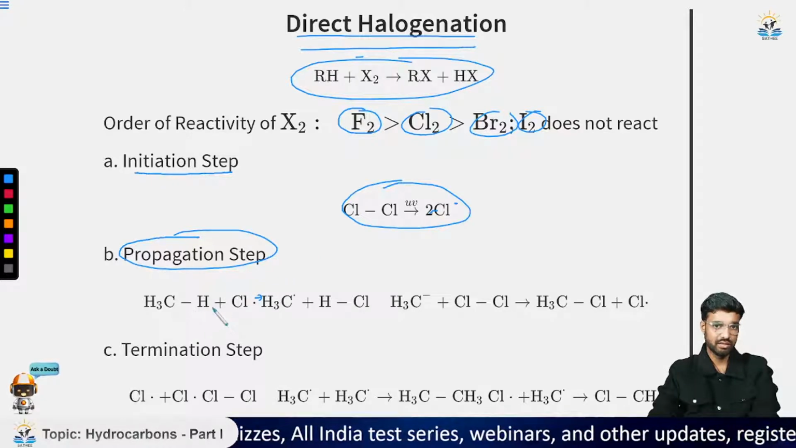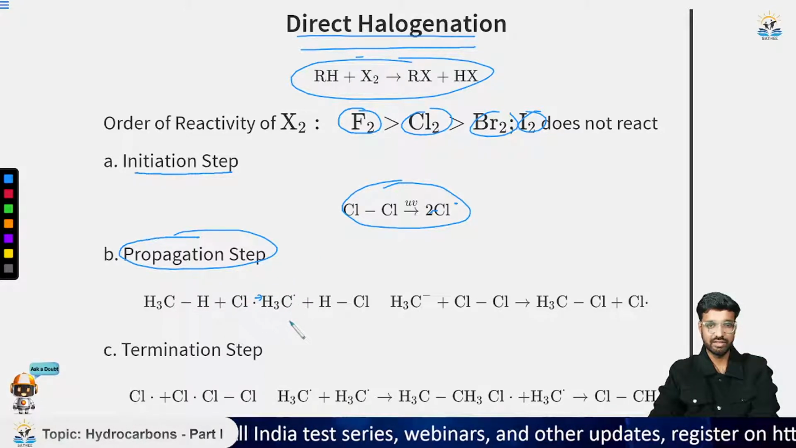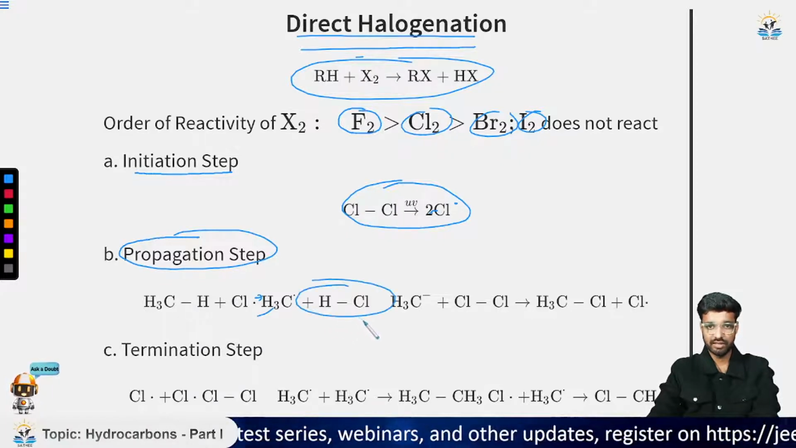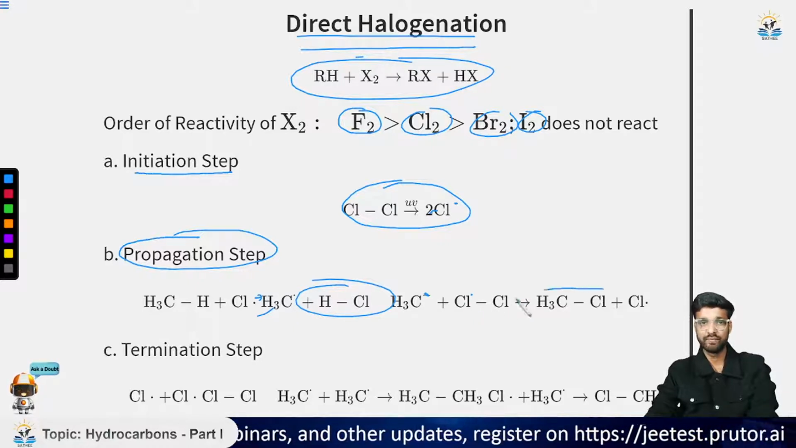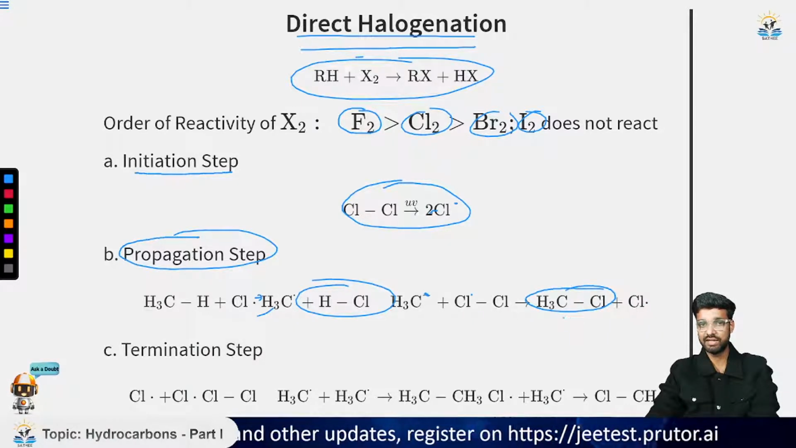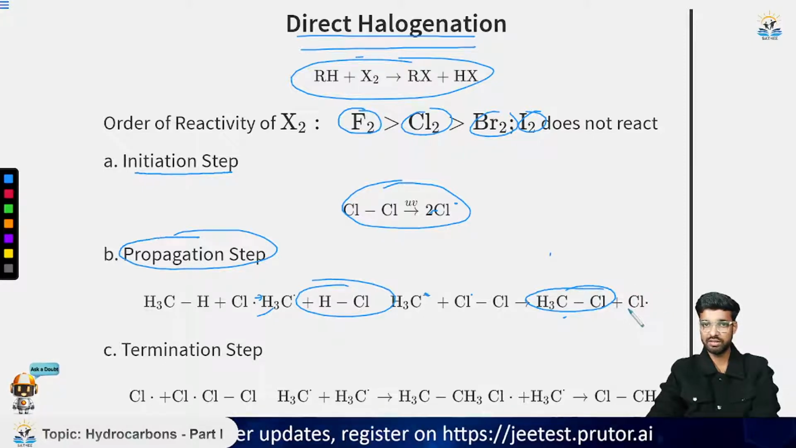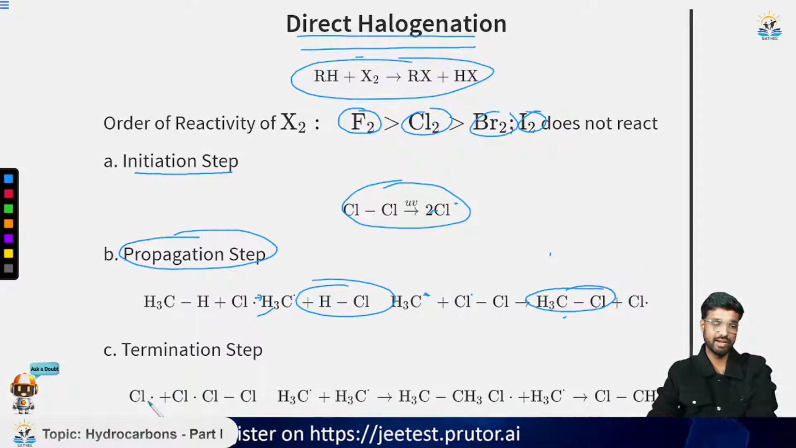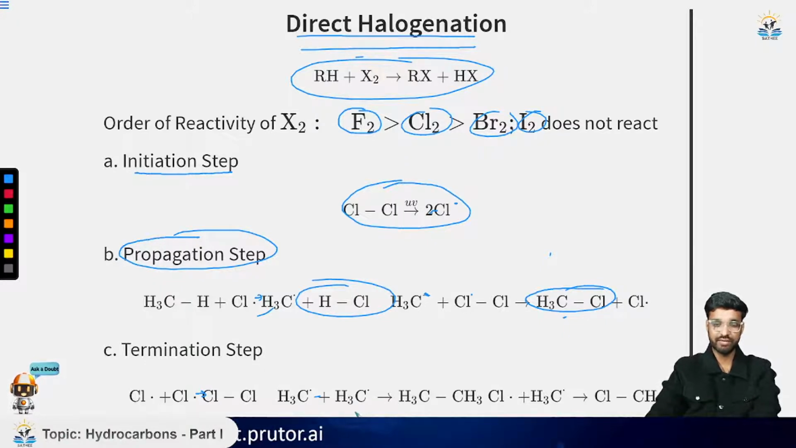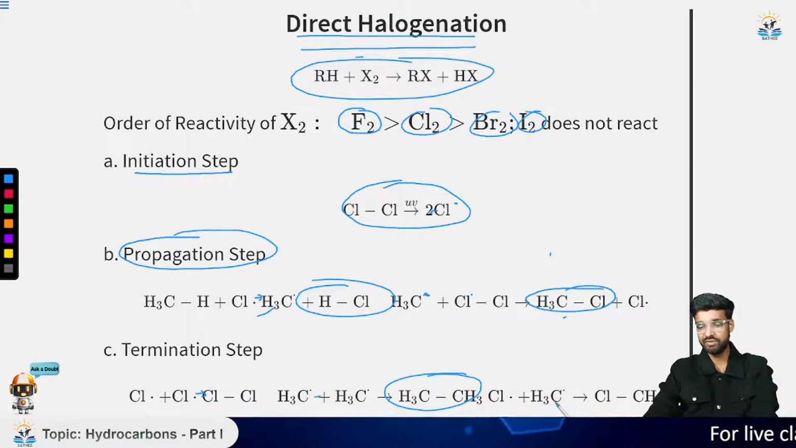Then this Cl radical will react with methane and give us CH3 dot, and HCl. Then this CH3 dot will react with this Cl2 and give us CH3Cl, which is the required haloalkane, plus this Cl radical. At the termination step, 2 of any radicals will react, like Cl radical will react to give Cl2 gas, CH3 radical will react to give ethane, and Cl radical will react with CH3 radical to give us chloromethane.